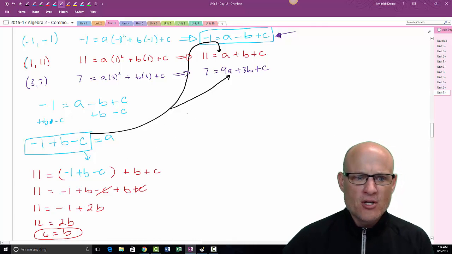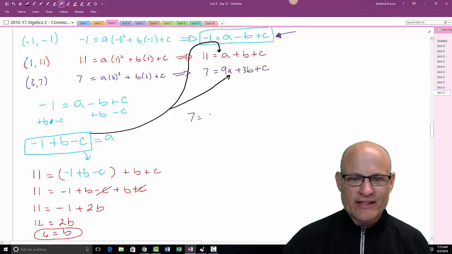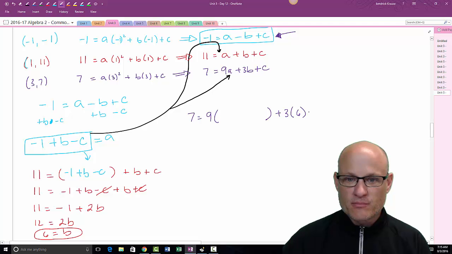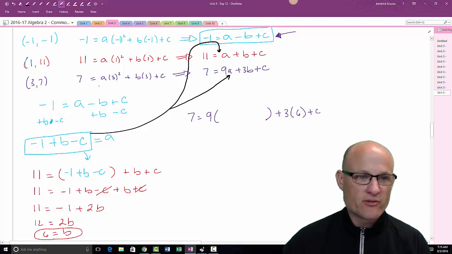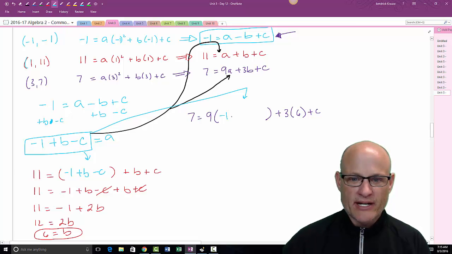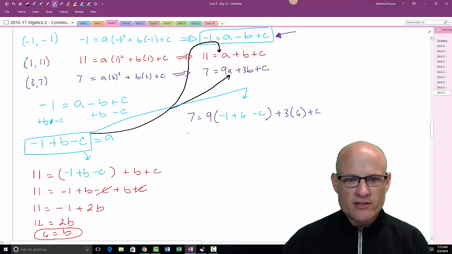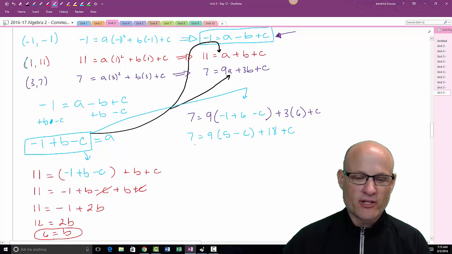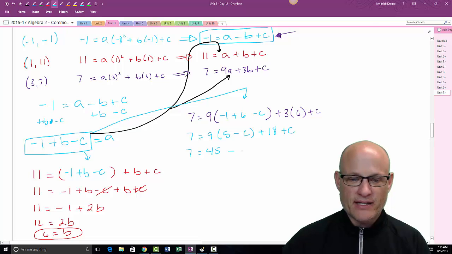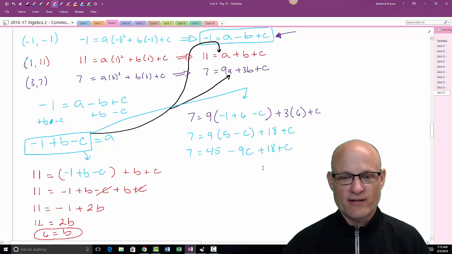So let's take purple. Purple is 7 equals 9 times a plus, and we already know what b is, we might as well plug it in. B is 6 plus c. So this is -1, but I know what b is. It's 6, so plus 6 minus c. So, let's see. 7 equals 9 times 5 minus c plus 18 plus c. We're almost done. 7 is equal to 45 minus 9c plus 18 plus c. We're almost done. We're going to have c in just a second.